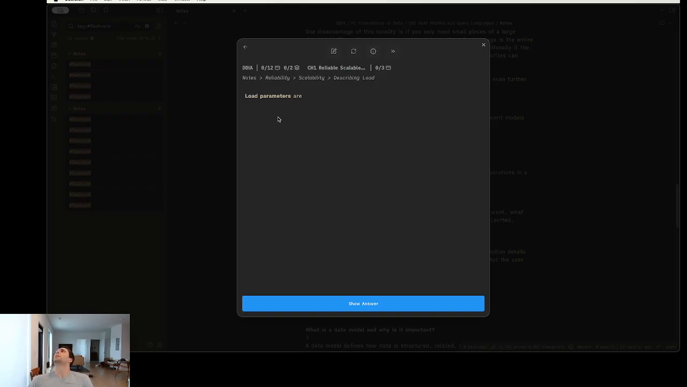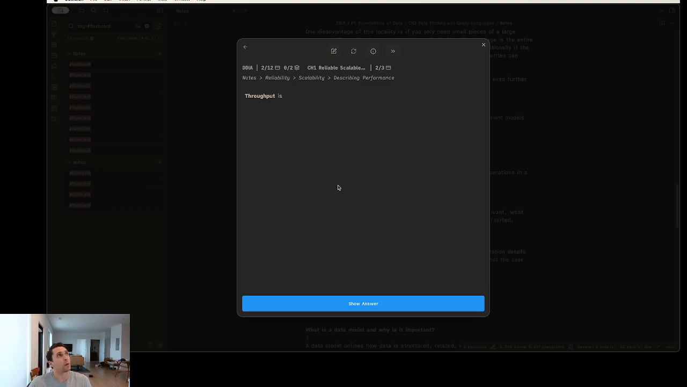Load parameters are some values we use to describe load: requests per second, read-write ratio, cache hits. A fault is when a specific component deviates from its spec.